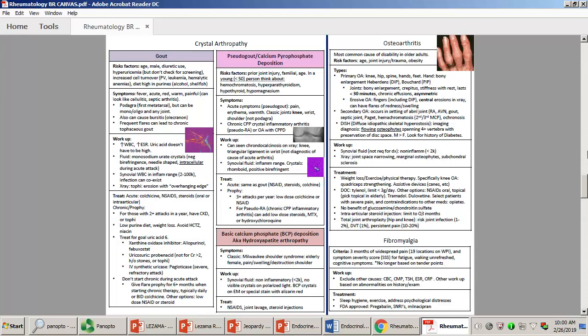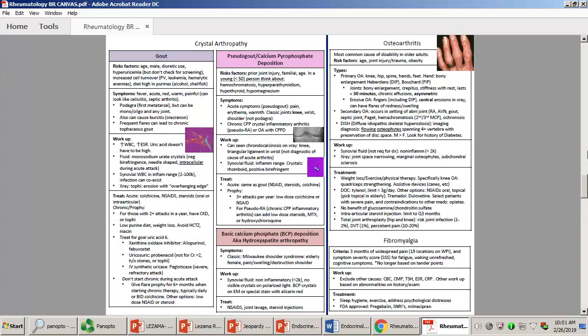So if they've had some sort of hypersensitivity reaction to allopurinol, febuxostat is going to be your best friend in those regards for a xanthine oxidase inhibitor. The uricosuric, I've never seen used, so probenecid is something you learn about in real life practice. You never see it, but just don't do it in a patient who's had a history of uric acid stones. That sounds like a bad idea.